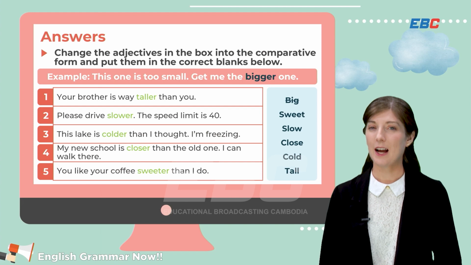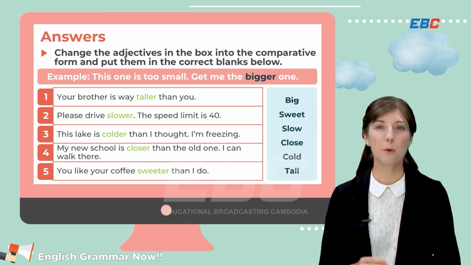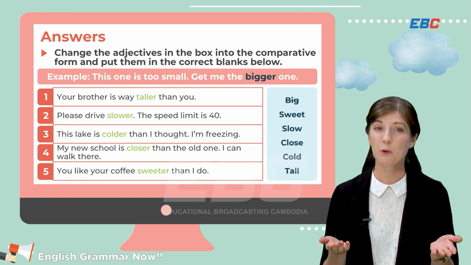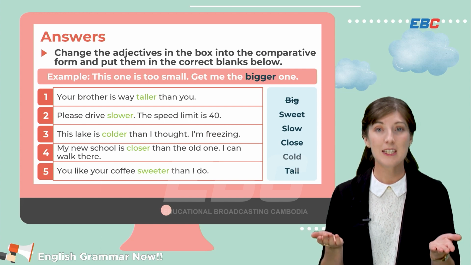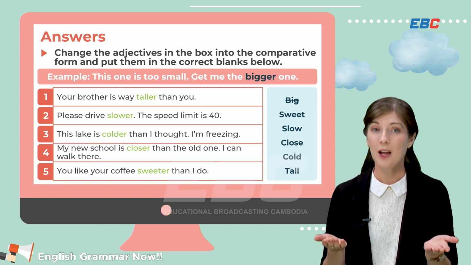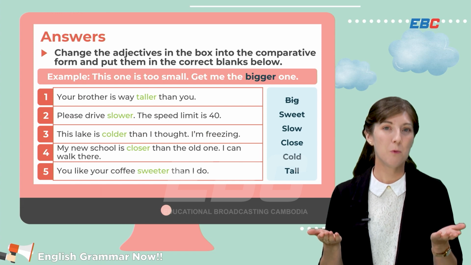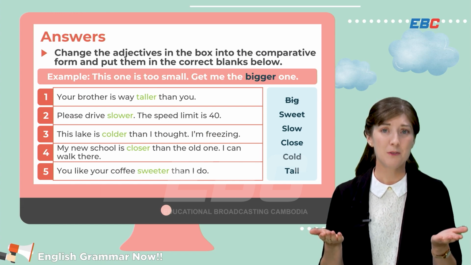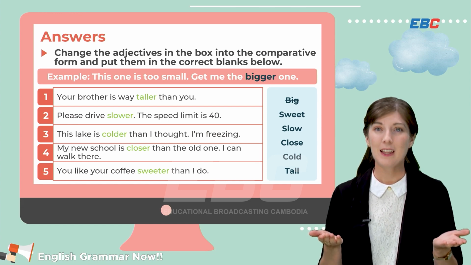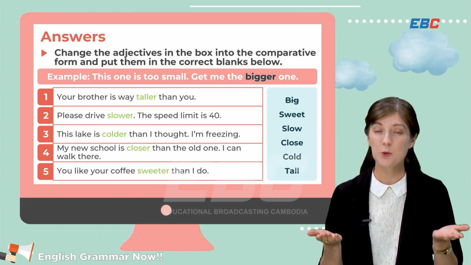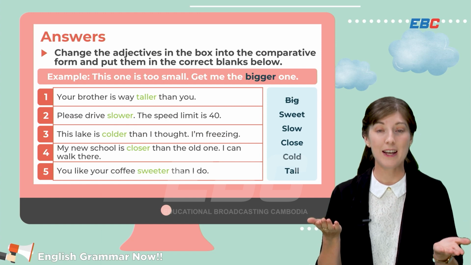Can you see how these sentences are used to compare two different things? For example, in number 1, your brother is being compared with you. In number 2, we're comparing how you are driving with how I want you to drive. I want you to drive slower. These adjectives help us to compare two things and say which one is more or less than the other.